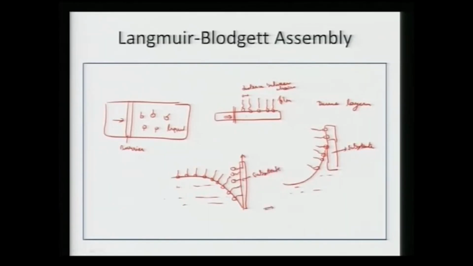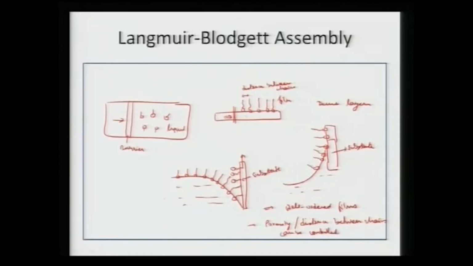So, now what are we getting? We are getting very ordered films which are getting deposited onto the substrate, and the porosity of these films can also be controlled. So, we can see that porosity, or the distance between chains, can be controlled.